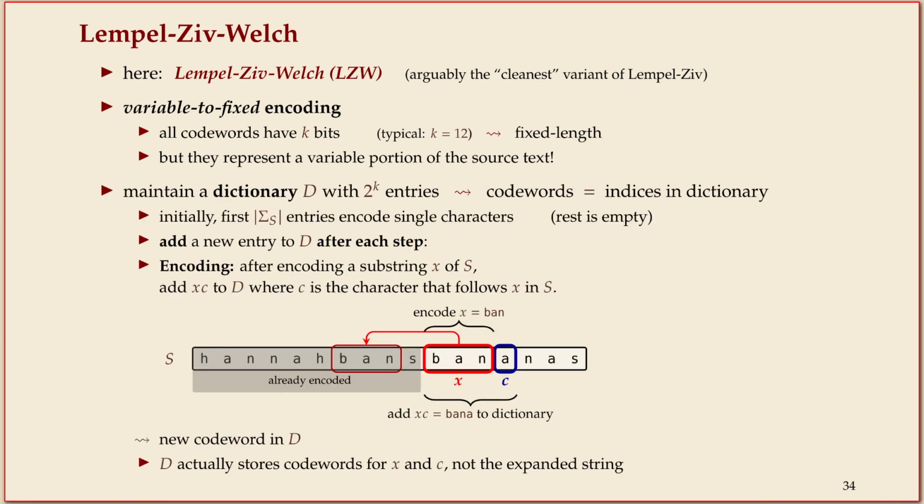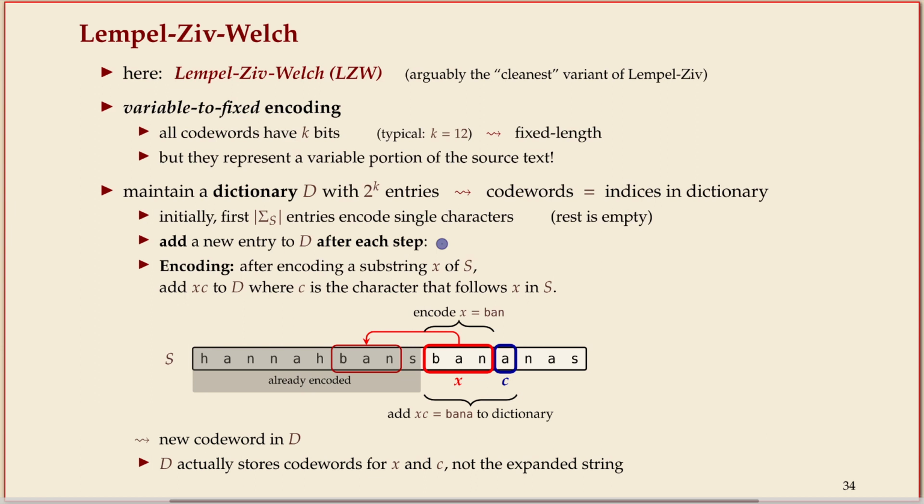How will we do that? We maintain a set of phrases, a dictionary, that has up to 2 to the k entries. Well, 2 to the k just because that's how many different things you can specify with k bits. And code words, the things that we store in the coded text, these are just indices in the dictionary, specifying one of those entries. We'll always start by filling the dictionaries with these single characters in the alphabet and leave the rest empty for now, and then we'll fill it as we go.